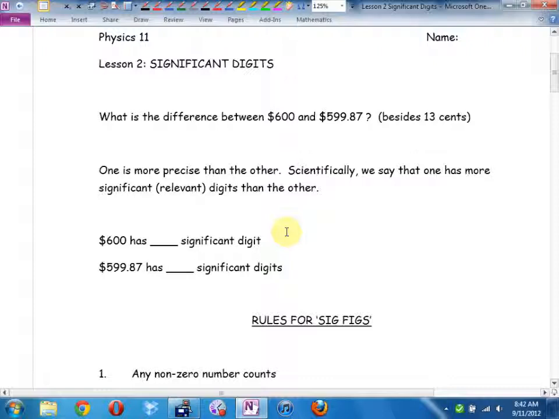600 has one significant digit. We often just say sig fig for significant figures. We shorten it, so we'll talk about sig figs. $599.87 has 5 significant digits, or sig figs.